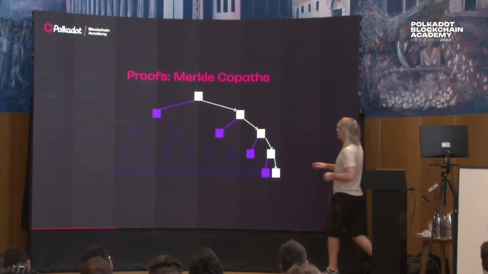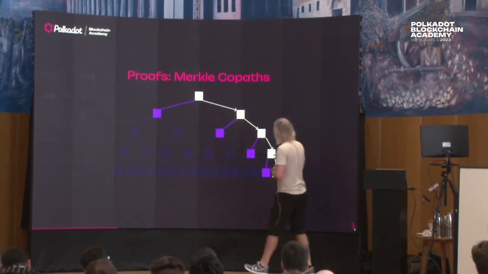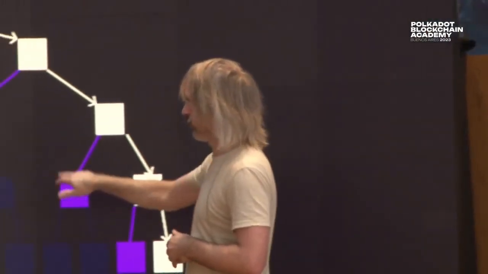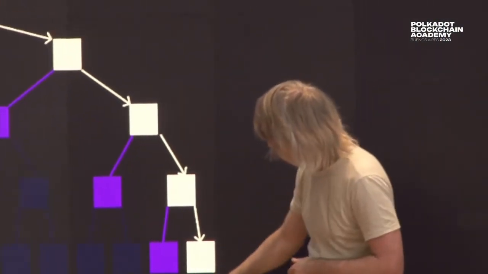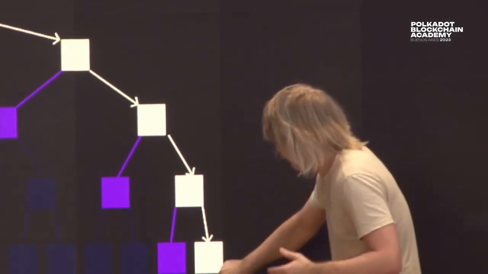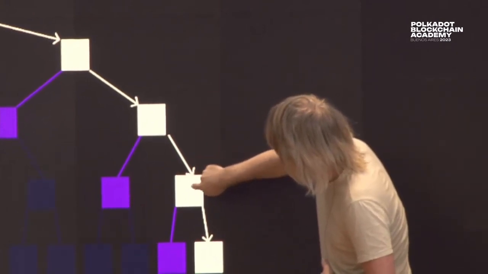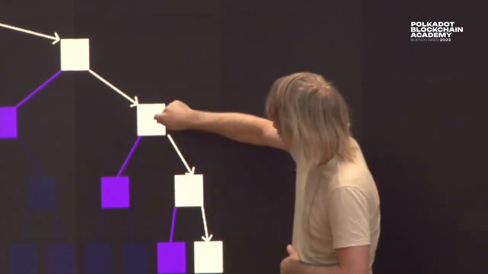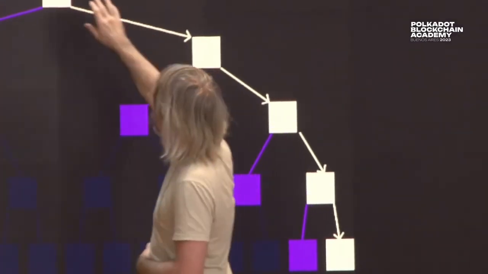In reality, we don't need to be provided with the hash of these white ones. We actually only need the hash of the purple ones because we can calculate the white ones. So we calculate this white one from our Matrix DVD, the hash of it, and then we combine these two hashes, hash them, and we get this one. And we combine these two hashes, hash it, get this one. These two hashes, hash it, get this one. These two hashes, hash it to get this one.